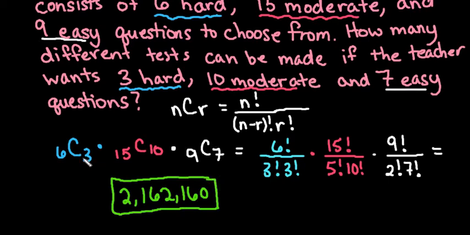Okay, with this, the 6, the 15, and the 9 does add up to be the 30. The 3, the 10, and the 7 would add up to how many questions you want on the test. So this would be 20 questions on the test. But this is how you would select it using the fundamental counting principle where you multiply them together as well as the combinations formula.